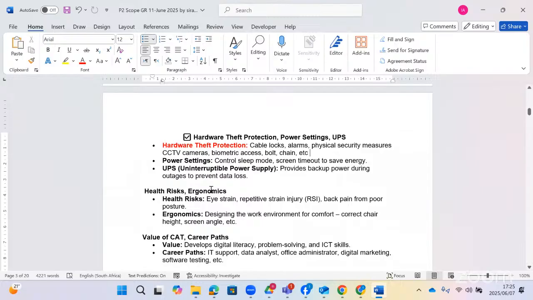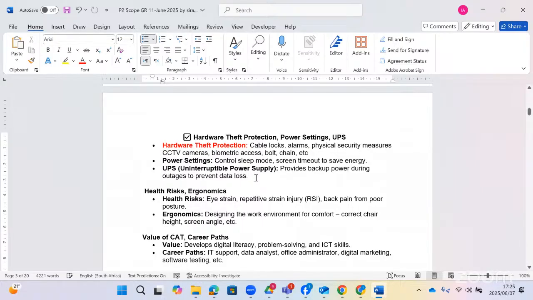So they are always connected to the computers so that especially when you are doing the examination and the power goes off, in order for you not to lose whatever you are doing, they should be connected to a continuous power supply, which is what we call the uninterruptible power supply, so that when the power goes off, your computer will not be switched off.